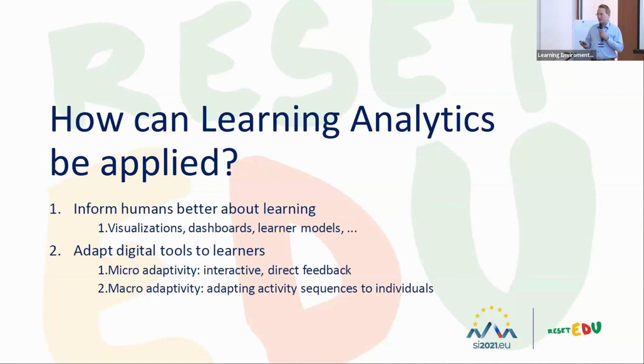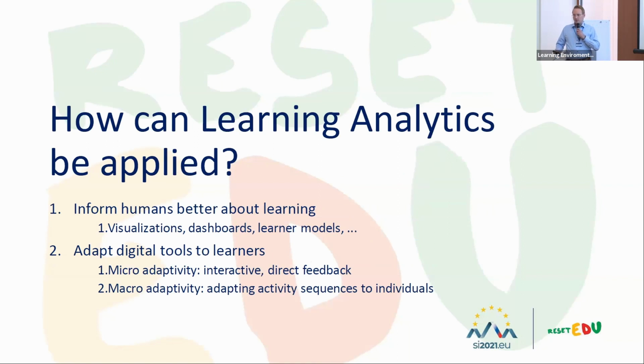Well, I see two strands for the application. One is to inform humans better about learning, and the other one is to inform digital tools better about the learning. And we will talk about both of those strands today. So informing humans works by taking the data and presenting it in some way. So visualizations or dashboards or open learner models can do that.